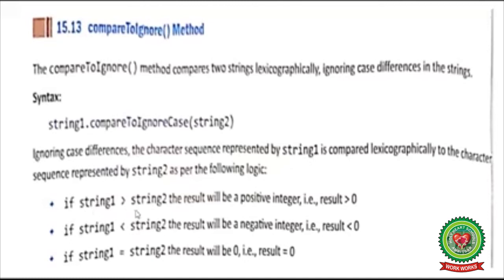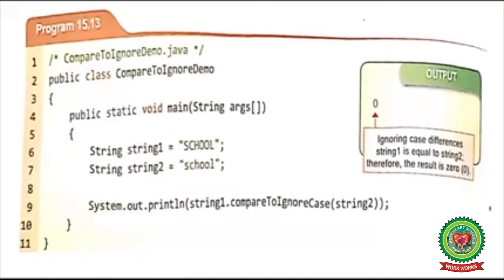Now, if string 1 is greater than string 2, the result will be a positive integer, means greater than 0. If string 1 is less than string 2, the result will be a negative integer, that is less than 0. And if string 1 is equal to string 2, the result will be 0, as both the strings will be equal.